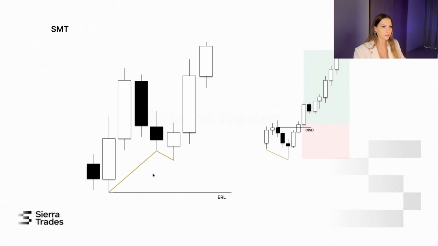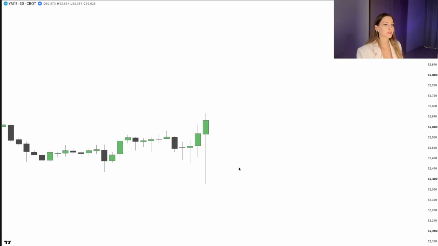There's also another type of entry that comes from the SMT divergence, which is a cracking correlation between two related assets, but that requires a different setup and a different way of reading the higher time frame. So I'm not going to get into it today. I'm just telling you that the advantage with SMT divergences is that it lets you enter earlier and catch bigger moves. But again, that's a different structure entirely. So if that's something you want a full video on, let me know in the comments and I'll break it down properly. So let's go over some examples.